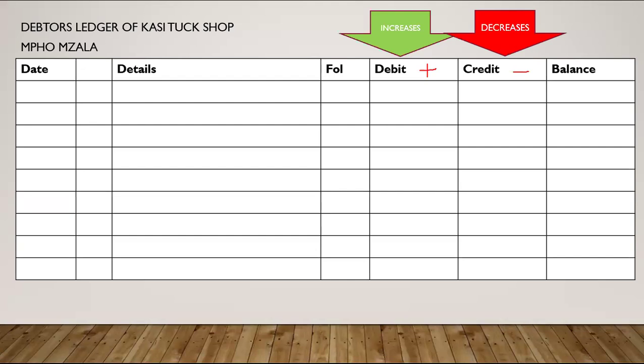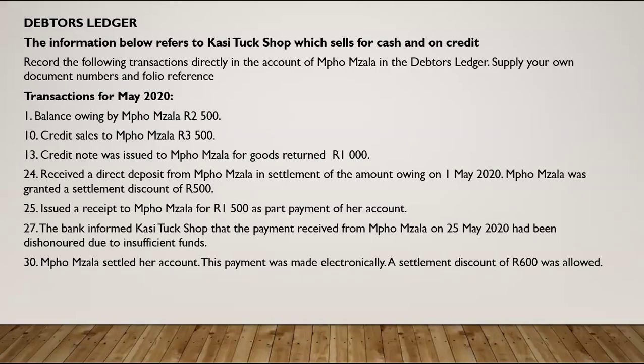It increases on the debit side because a debtor is an asset, all right? Assets increase on the debit side and they decrease on the credit side. We need to record the following transactions directly in the account of Mpomzala in the debtor's ledger. Supply your own document numbers and folio references. Now, these transactions took place in May 2020.